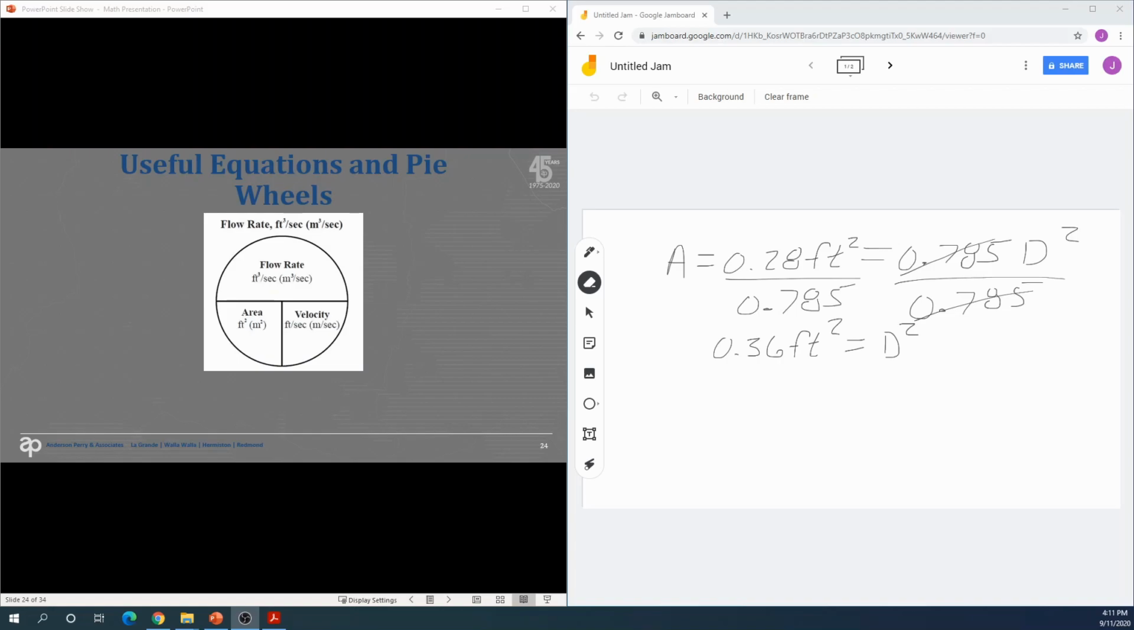Now what we need to do is take the square root of both sides of the equation. Whatever we do on the right side of the equation, we have to do to the left side of the equation. So we're going to take the square root of the left side and the square root of the right side. So 0.36 feet squared, we take the square root of that.